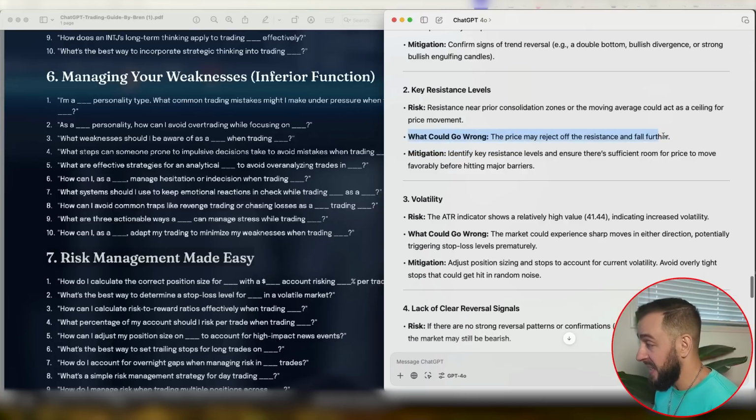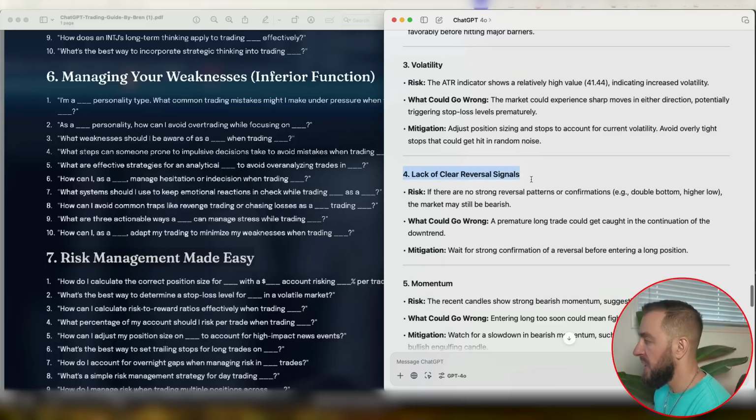And then key resistance levels, you can look for key resistance levels. It's saying what could go wrong. The price could reject off that resistance and fall further. That's why it's called resistance. Lack of a clear reversal signal. If there's no strong reversal pattern or confirmation, like a double bottom, the market may still be bearish. There actually is a double bottom.